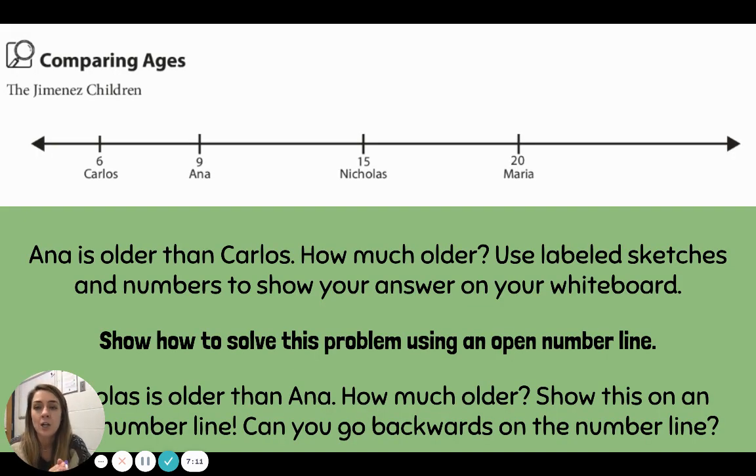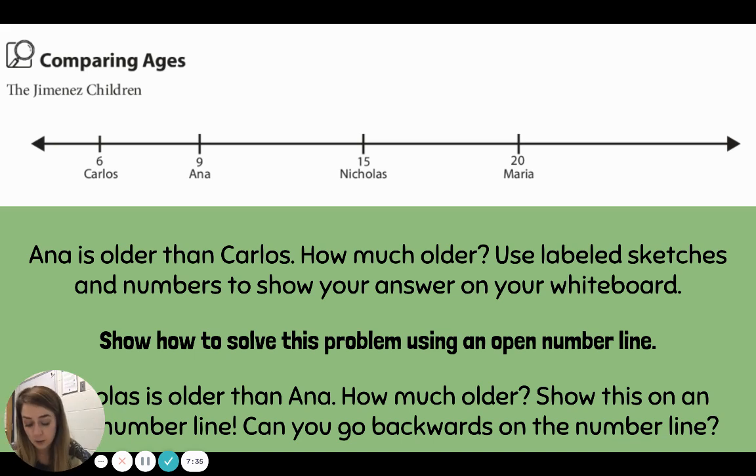Okay, so here we go. We're going to do this. Anna is older than Carlos. How much older? Use labeled sketches and numbers to show your answers on your whiteboard. So here is the number line. I'm going to make my number line look just like that. I don't need to write their whole name. So here's my number line.